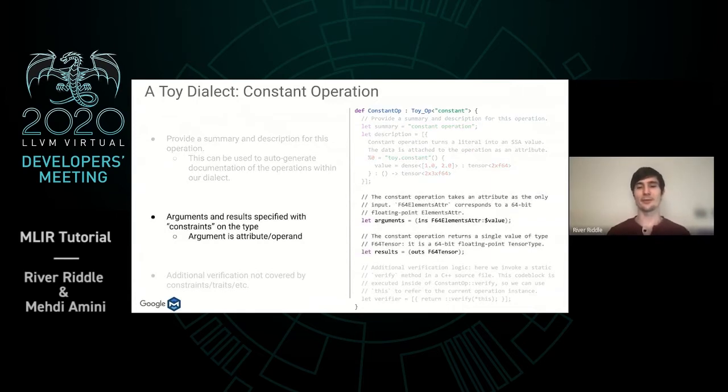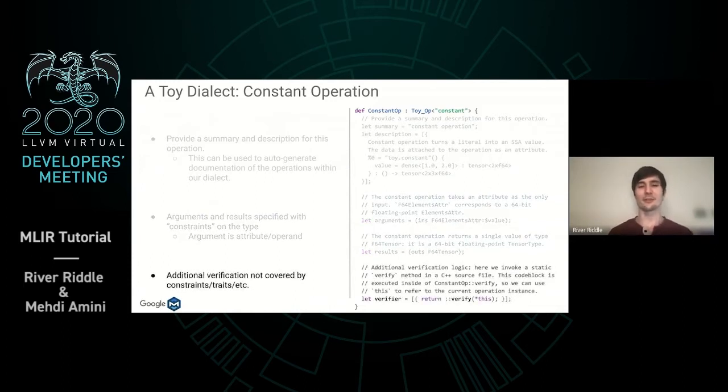Then we come to the arguments and results of an operation. An argument is either the constant metadata attribute or an SSA value operand. And a result are the SSA values that an operation produces. And among the various other aspects an operation can have, we're also going to add additional verification to make sure the semantics of the operation are correct.